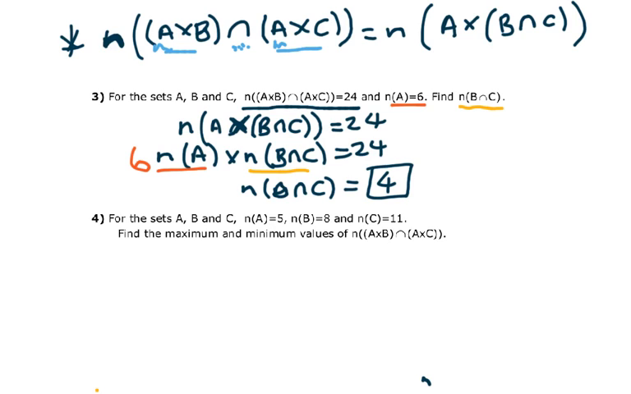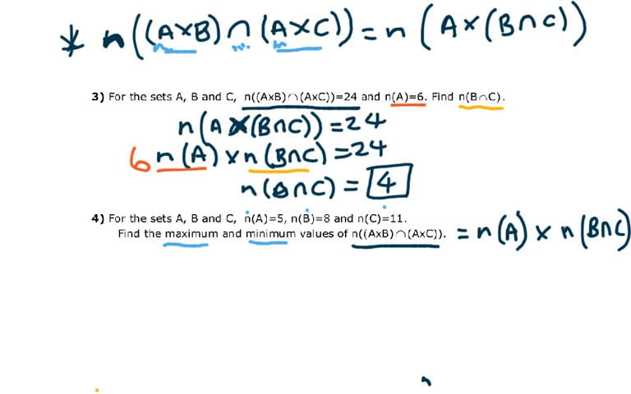So in example number 4, we see our friend again here, the number of elements in A cross B intersecting with A cross C, and as we saw in our last example, that's equal to the number of elements in A times the number of elements in the intersection of B and C. The other interesting part here is we're looking at the maximum and the minimum values for the number of elements. We're told the number of elements here, here, and here of all the different sets.